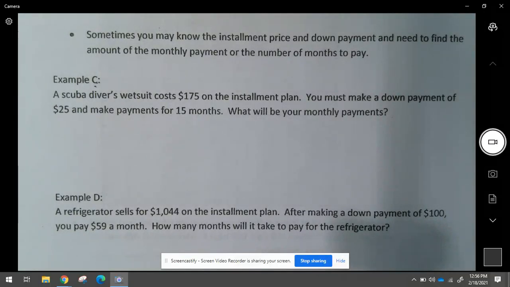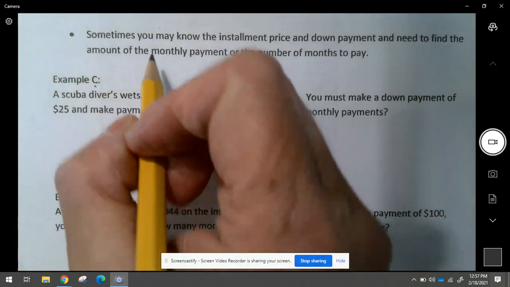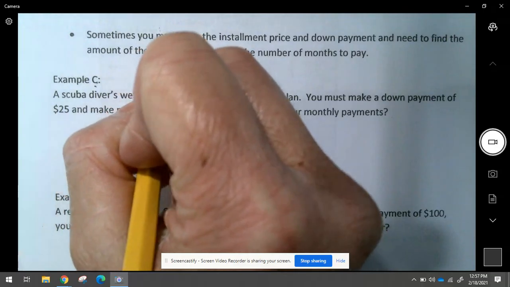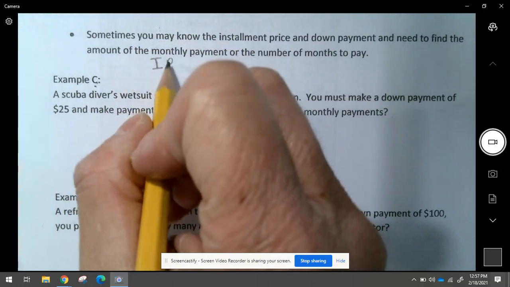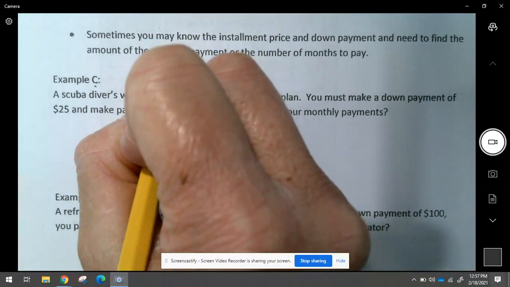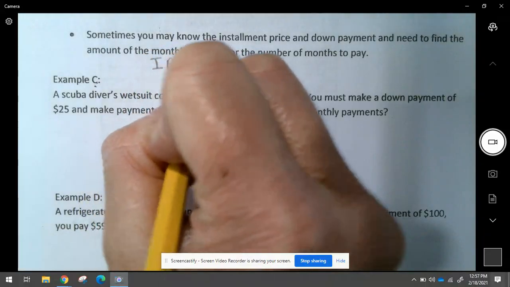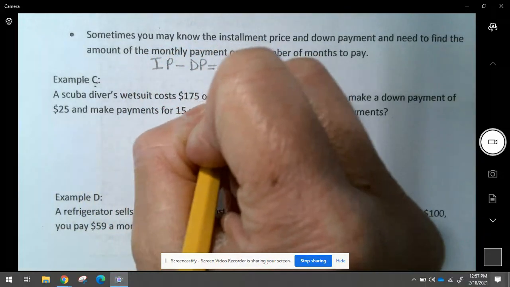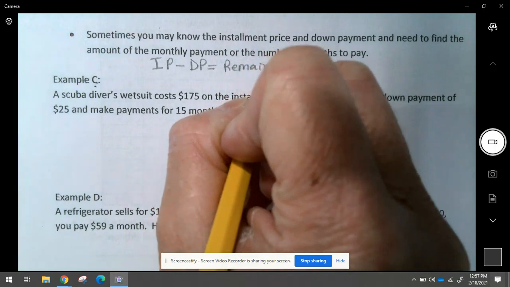All right, sometimes you might know the installment price and the down payment, and you might need to find the amount of the monthly payment or the number of months to pay. All right, so we're going to set up our formula. I know it's not given in the book, but I'm going to tell you how we would do this. We'll take the installment price and we will subtract the down payment, and that gives us our remaining amount.